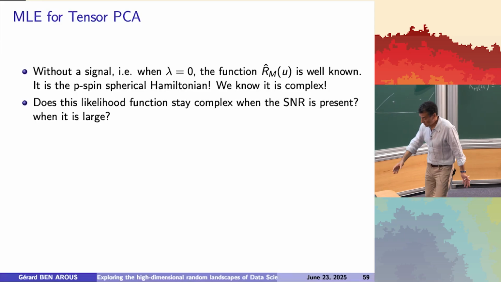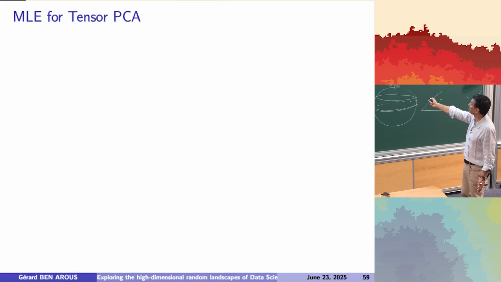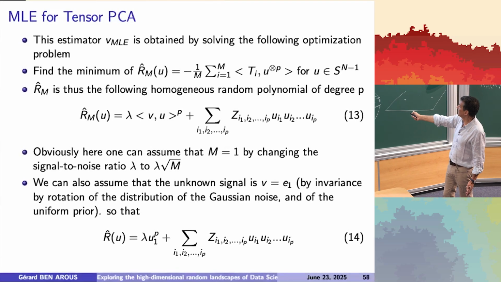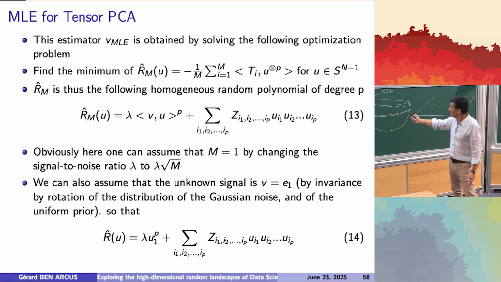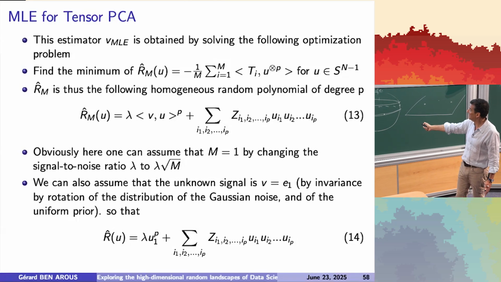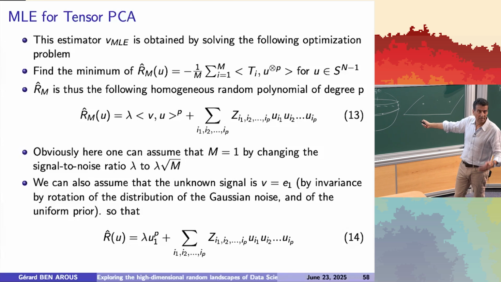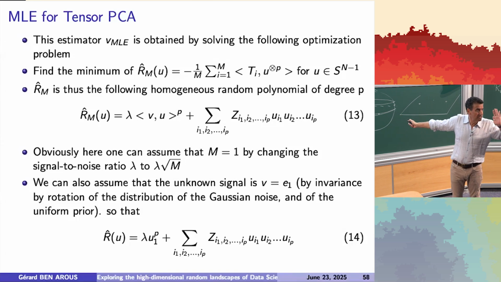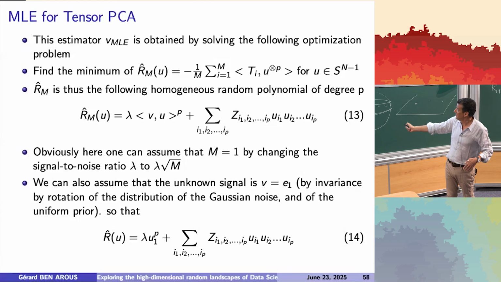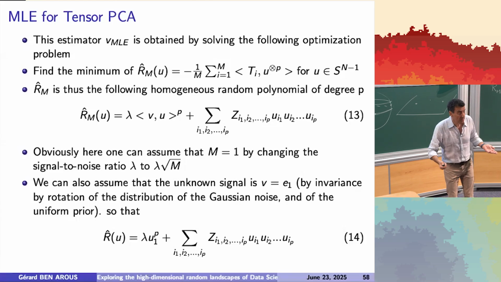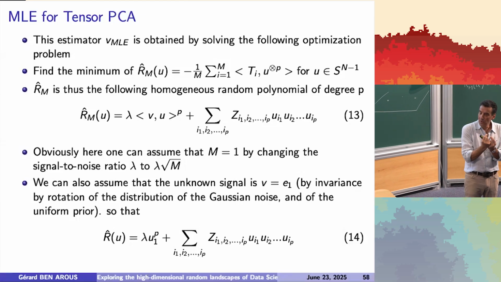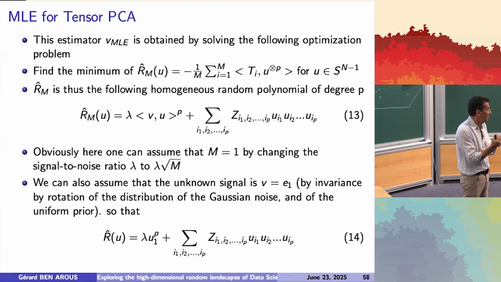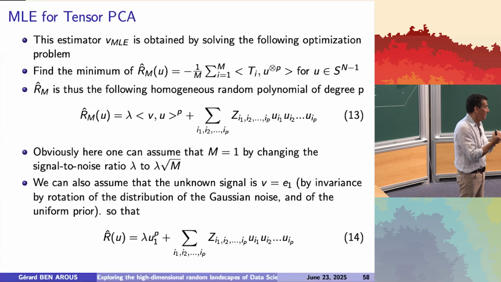Why is that? Because just look at what the model was. If you are here at u1 equals 0, which is the equator, or near the equator, this term here is essentially very small. Let's imagine you can forget it. Then you have a pure p-spin. So at the equator, you have a pure p-spin, and the pure p-spin is just complex. There is nothing to say.